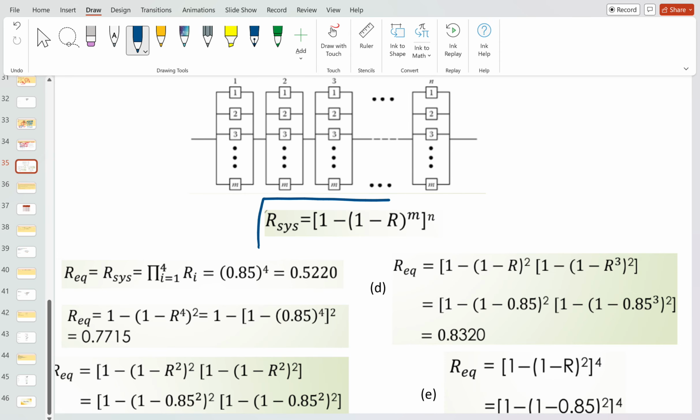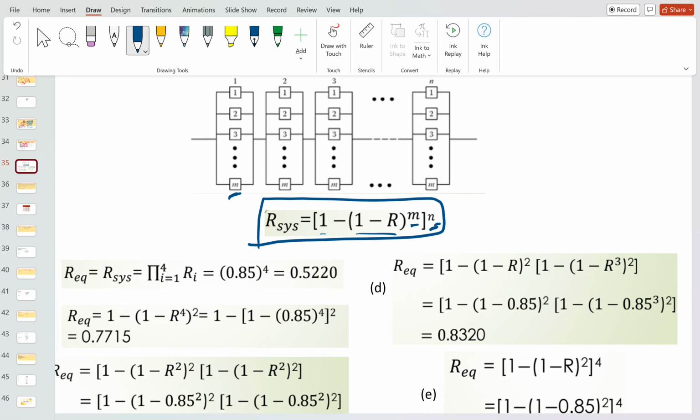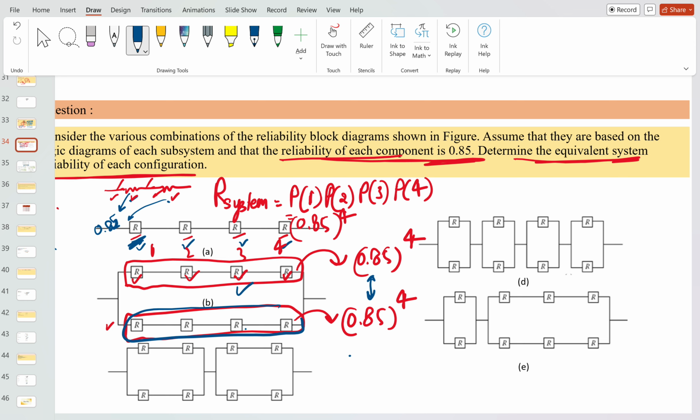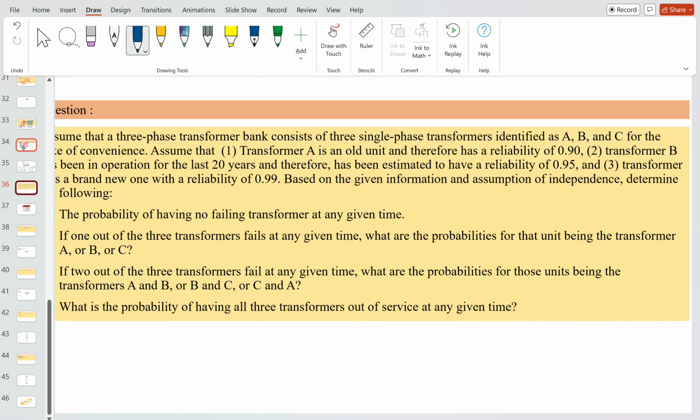So the reliability of the system formula is basically 1 minus (1 minus r)^m to the power n, where m is the number of units connected in parallel and n is the number of units connected in series. What we have already seen is the formula r. Here, 4 units are connected in series, and the other 2 units are connected in parallel. So here n is 1, 2, 3, 4, and there are two components in parallel fashion.